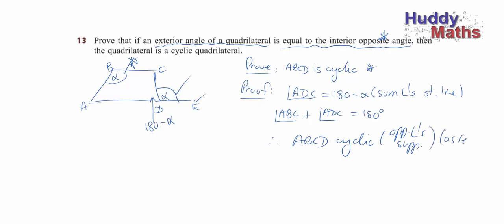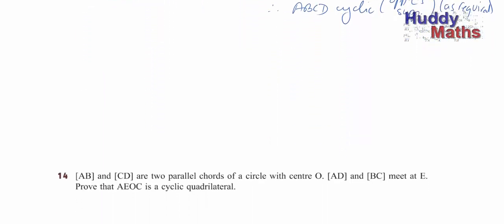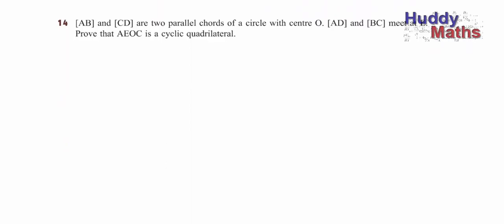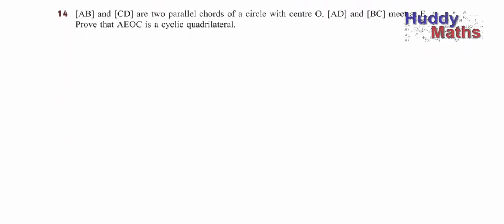It's important to sign off on a proof with as required, or QED, or RTP, or other alternatives. So that one wasn't too bad. It fitted the strategy perfectly, and it wasn't hard to see what was going on there. Okay, we've got 2 more to go, so I hope you've had some success. Let's go down now and have a look. Remember, have a go at these before I show you the actual solutions.